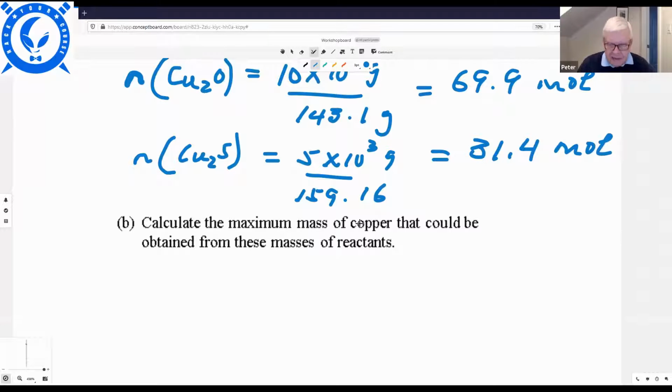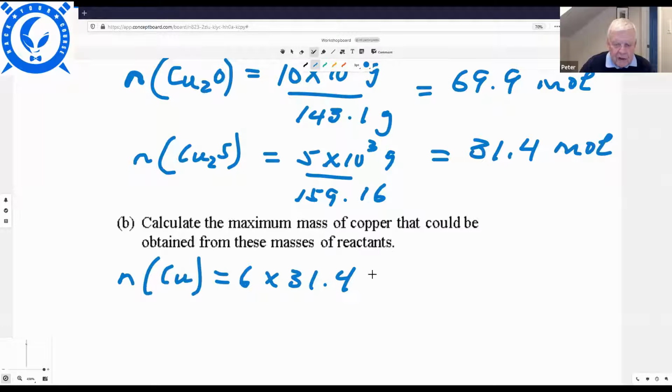6 times that. So the number of moles of copper, which I'll write down here, N of copper, will be 6 times 31.4, which works out to be 188. And that's moles.